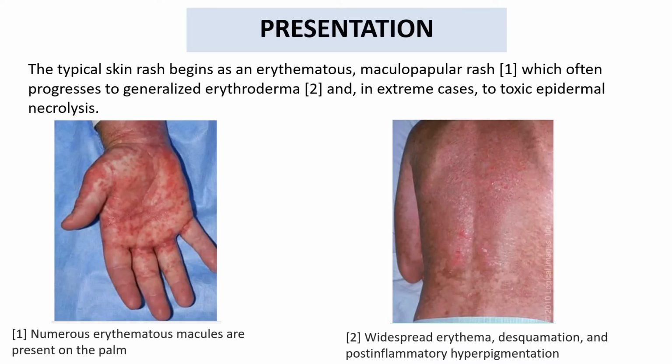The most frequent finding of a rash erythema begins as a maculopapular rash, as seen in figure 1, which often progresses to a generalized erythroderma, as in figure 2, and in extreme cases, it can develop into a toxic epidermal necrolysis.